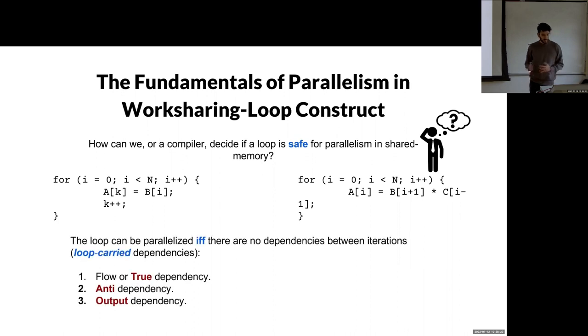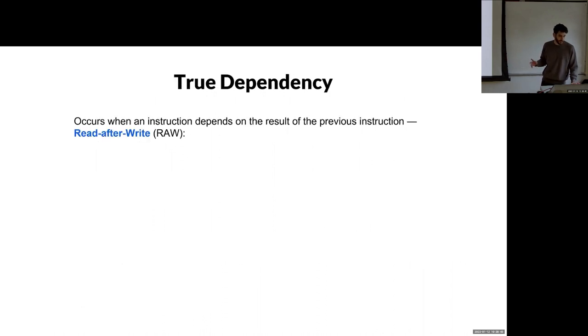So if you try to summarize how we can understand whether we can or can't parallelize it, you end up with three main rules: if and only if they aren't inside a loop, then you can parallelize it. These three rules are true dependency, anti-dependency, and output dependency. Meaning if you have a for loop and it doesn't contain any of these dependencies, then you can parallelize the loop. So what is true dependency?